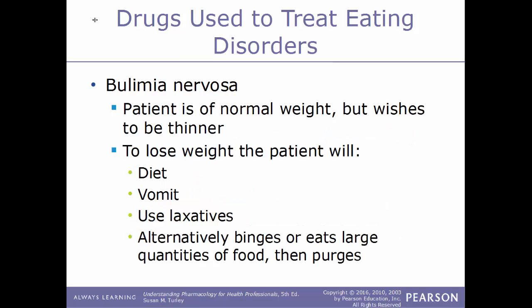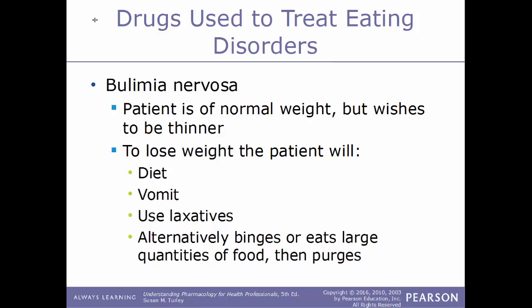Another eating disorder is bulimia nervosa. Now, the patient is of normal weight, but wishes to be thinner. So in order to lose weight, the patient will diet, will make themselves vomit, will use laxatives, and will alternatively binge or eat large amounts of food and then purge. So they may be eating a lot of food all at once, but as soon as they're done eating, they'll make themselves vomit it all back up.